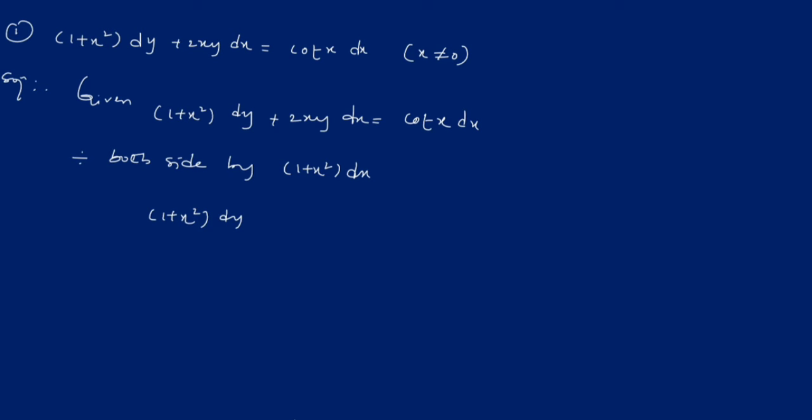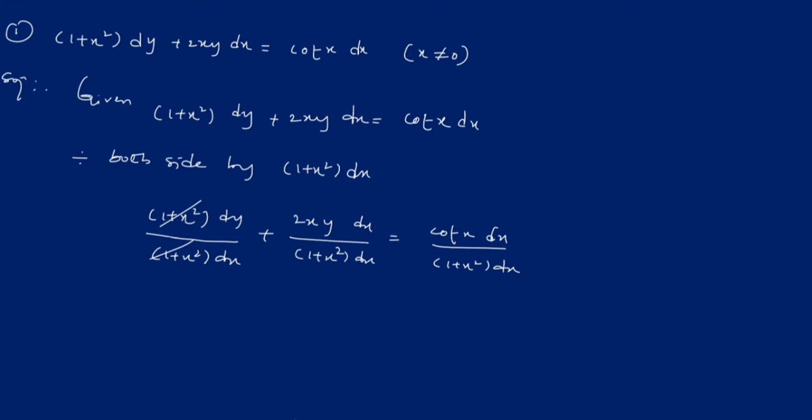(1 plus x square) dy divided by (1 plus x square) dx, plus 2xy dx divided by (1 plus x square) dx, equals cot x dx upon (1 plus x square) dx. Here this term gets cancelled. The remaining terms give dy by dx plus 2xy upon (1 plus x square) equals cot x upon (1 plus x square). So now this is in the linear equation form.